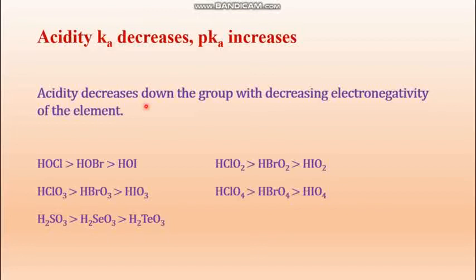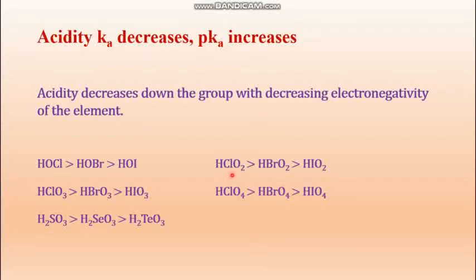Such as in the oxyacids formed by the elements: hypochlorous acid, hypobromous acid, and hypoiodous acid. So which one is the most acidic substance? Definitely we have to consider the electronegativity of the central atom. Here chlorine is the central atom, here bromine is the central atom, and here iodine is the central atom, and the OH moiety is common in all these three. So chlorine has the highest electronegativity, so HOCl should be the most acidic.